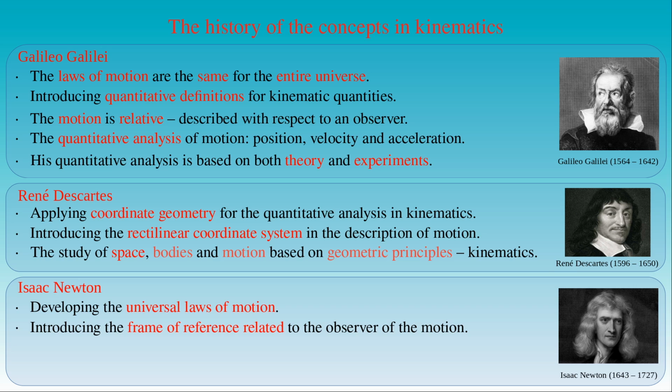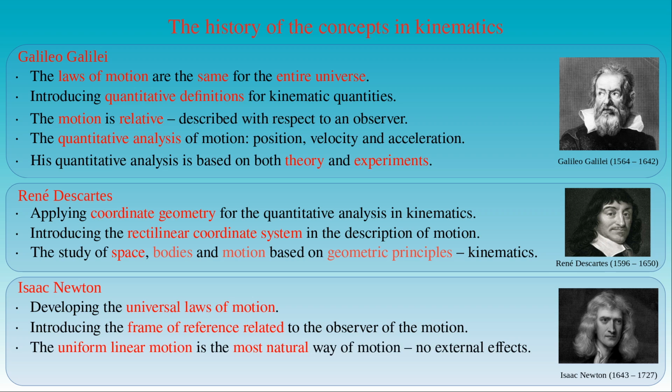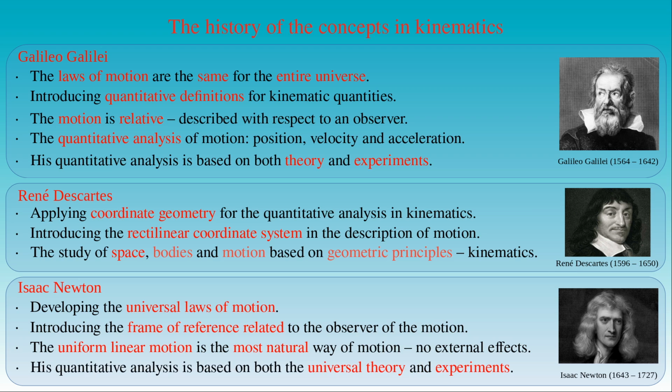Newton also stated in his laws of motion that uniform linear motion is the most natural way of motion since no external effects are present, as opposed to the Aristotelian claim on the state of rest being the most natural state. His scientific results are based on both his universal theory and the experiments he carried out to test the theory. We may also mention that Newton was the first who applied polar coordinates to describe the positions of individual points in the plane, although they were invented in ancient times by Hipparchus to describe plane curves.